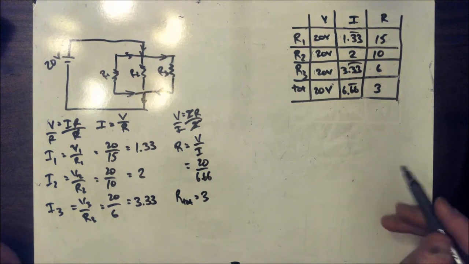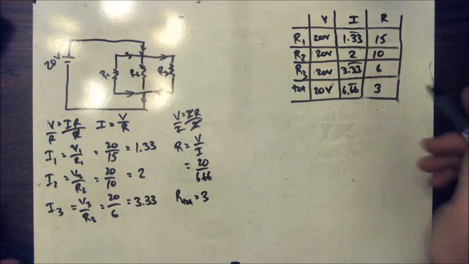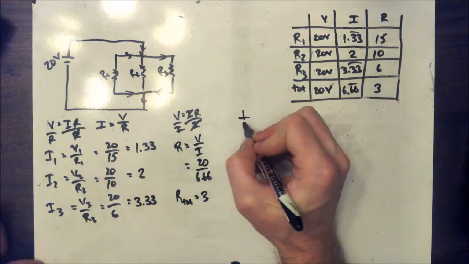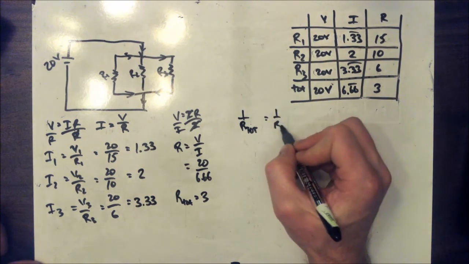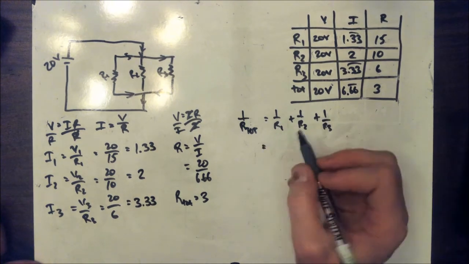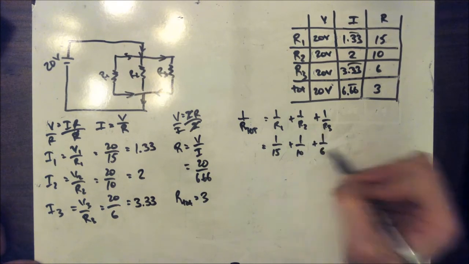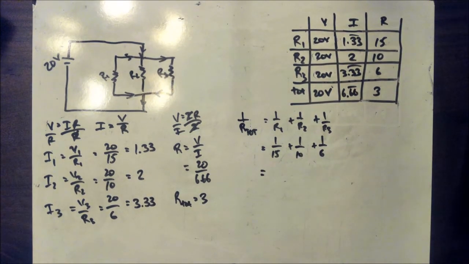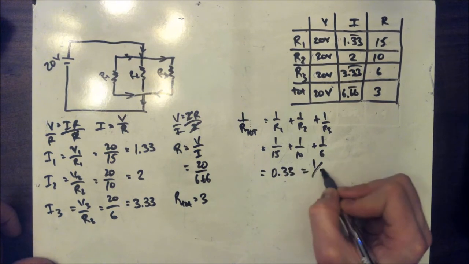Okay. Now, let's go ahead and use the total resistance equation that we're used to using to see if our math checks out. Our parallel resistance equation is 1 over the total R is equal to 1 over R1 plus 1 over R2 plus 1 over R3, or 1 over 15 plus 1 over 10 plus 1 over 6. Let's go ahead and add that up on my calculator. And that gives us 0.33, or 1/3.